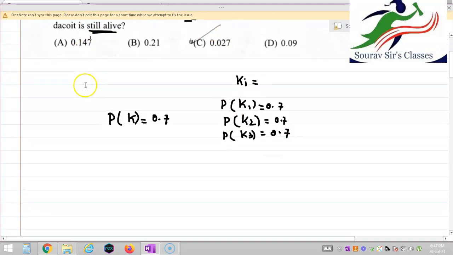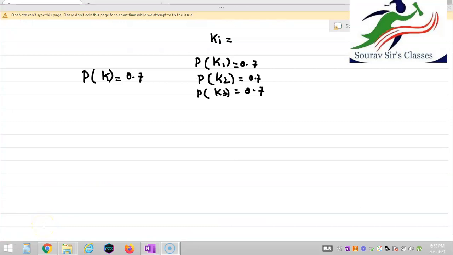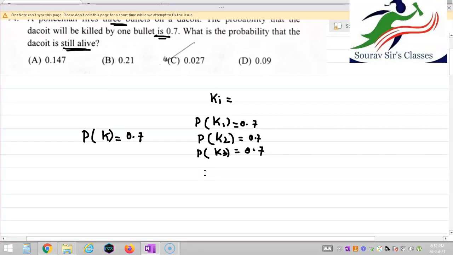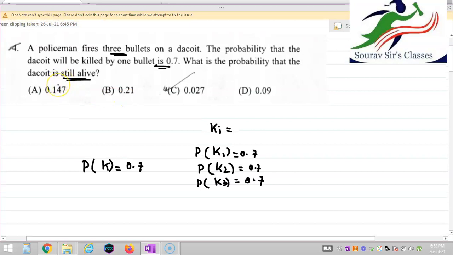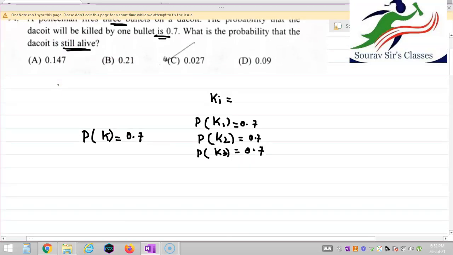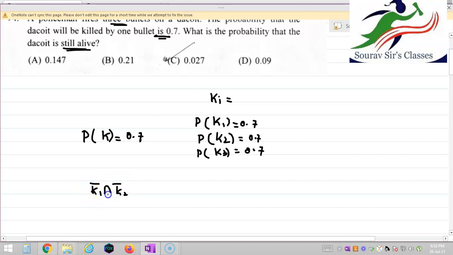What does it mean that the dacoit is still alive? What is our required event? It means that the dacoit cannot be killed by the first bullet, so K1 bar, and as well as cannot be killed by the second bullet, so K2 bar, and their intersection, as well as K3 bar. So this is our required event.